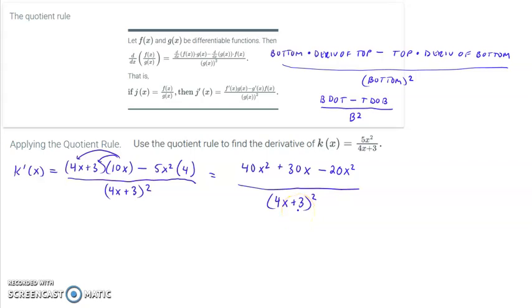And let's go ahead and combine like terms up there on top. We have x squared terms that we can combine. 40 minus 20 is 20. So 20x squared plus 30x all over 4x plus 3, that whole quantity squared. And we can go ahead and leave it like that. I know you can probably factor something out of the numerator there, but nothing's going to end up canceling in this case, so we'll just go ahead and call that our final answer.